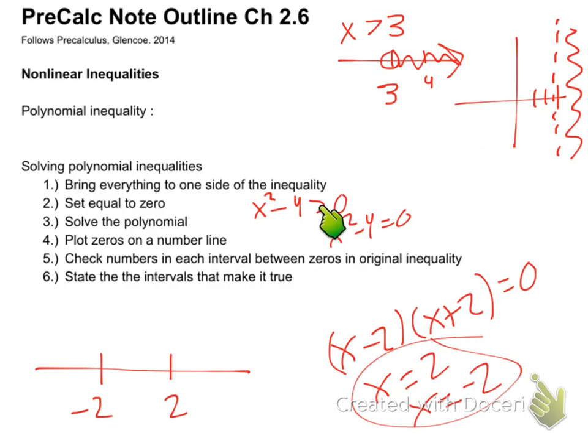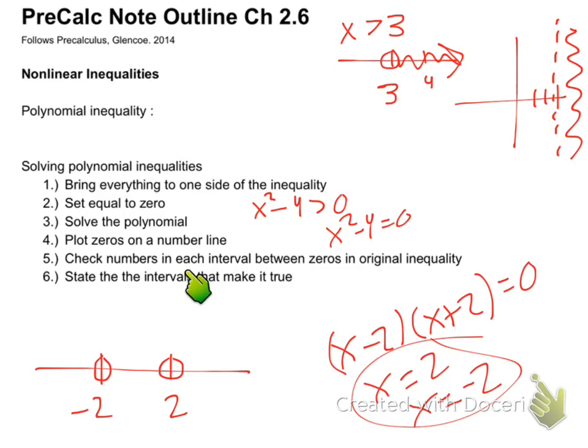So it means where's the function positive? And since it says greater than, I cannot actually be at -2 and 2. So those will be open circles. Those open circles, guys, mean that I can be up to -2 and 2, but I can't be there.